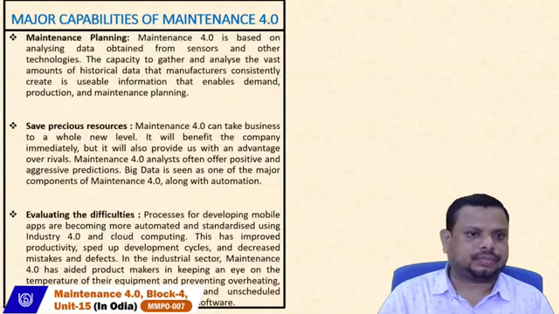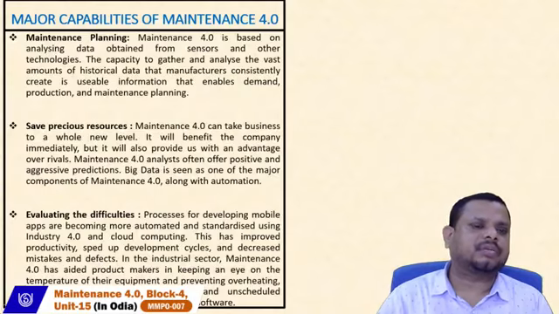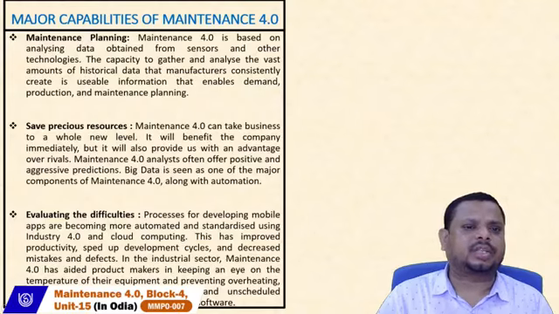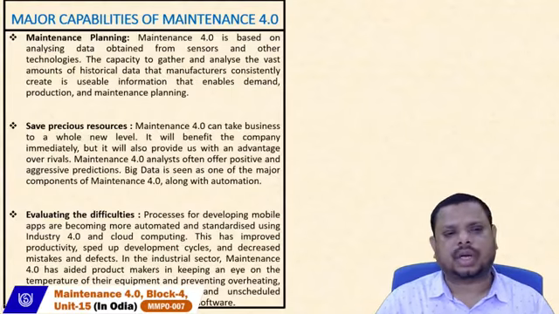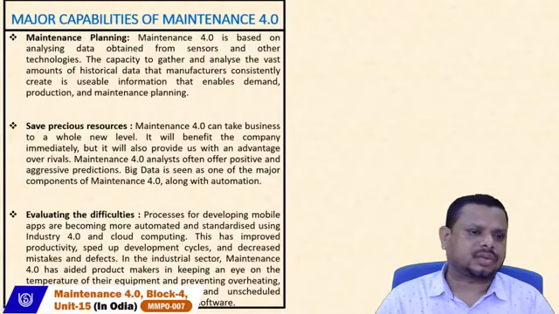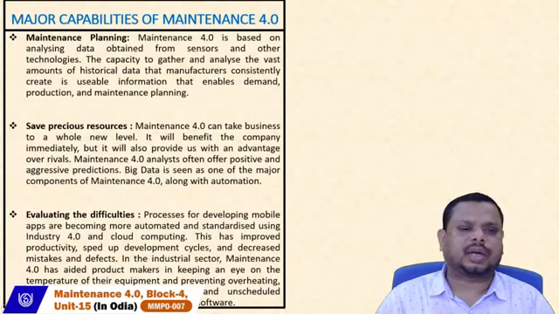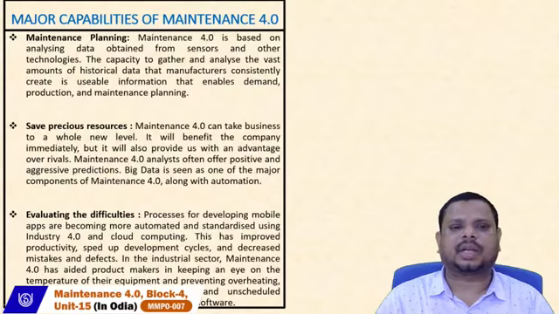Moving to the next one. The next major capability of maintenance 4.0 is maintenance planning. Maintenance 4.0 is based upon analyzing the data obtained from sensors and other technologies. In the previous slide, I have already given the example of how IoT based sensors help to identify various irregularities in oil refinery industries. These capacities together analyze the vast amount of historical data, that means past data, which is required consistently to curate usable information that enables demand, production, and maintenance planning.